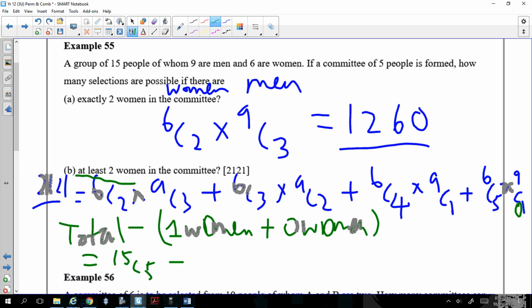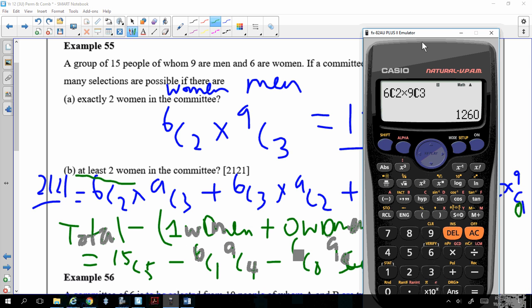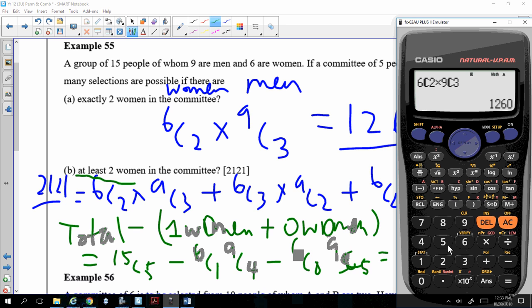So it's just slightly shorter, okay? So when you see the words at least, maybe it's quicker to do the opposite. So it's 15C5 minus 6 times 9C4 minus 9C5, because 6C0 is 1. Okay, what do you get? We get 2121. Okay? So you get the same answer. So note this way. This is method 2. All right, any question? And then we're going to move on to do another one.